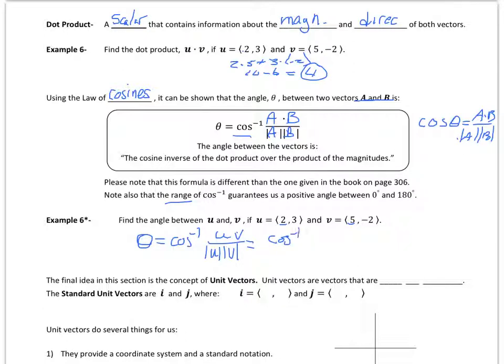So we have the arc cosine of 4 over, what's the magnitude of u? Remember, the magnitude is simply the square root of 2 squared plus 3 squared. So that gives us root 13. And then the magnitude of v is the square root of 25 plus 4, which is root 29, so root 13 times root 29. Okay, plug and chug.